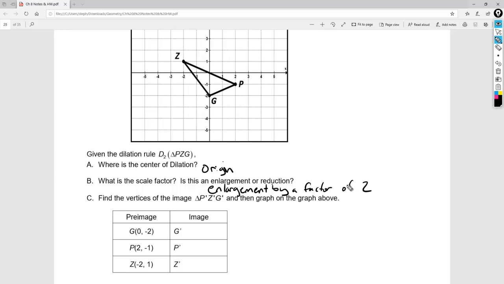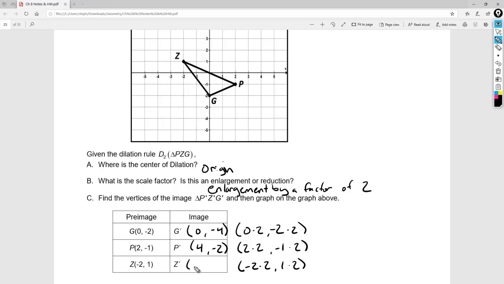Now they want me to find the vertices of my image. Right, so this is my pre-image. They want me to find the vertices of my image. The nice thing is that it's super simple. We're just going to multiply everything by 2. Okay, so in this case, I have 0 times 2 and then negative 2 times 2. So my image will be 0, negative 4. 2 times 2, negative 1 times 2, so 4, negative 2. And then negative 2 times 2 and 1 times 2, so negative 4 and then 2.